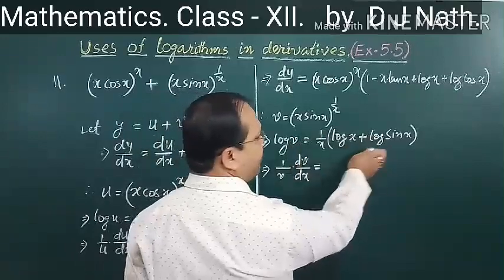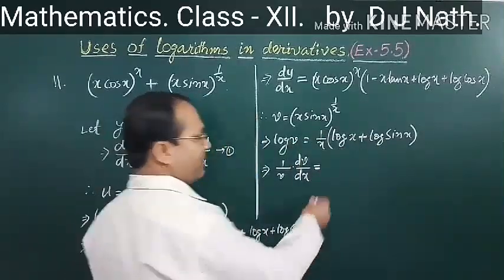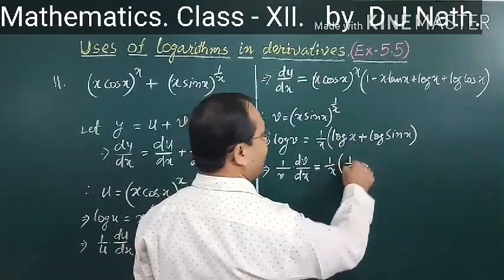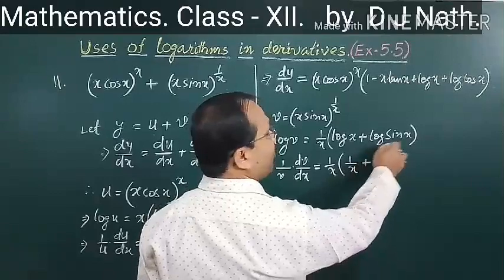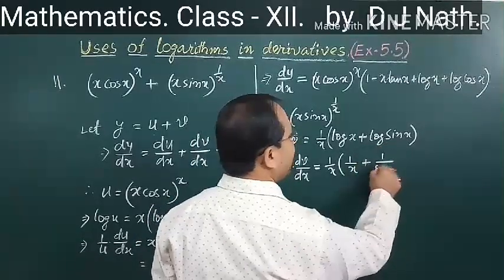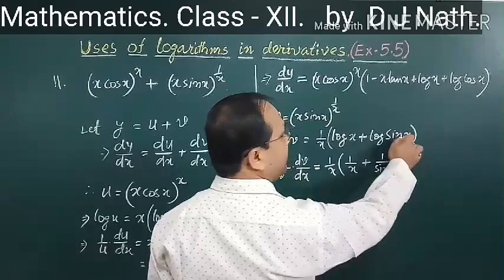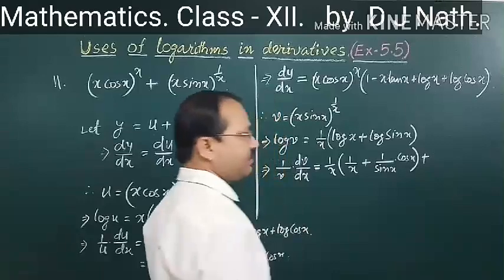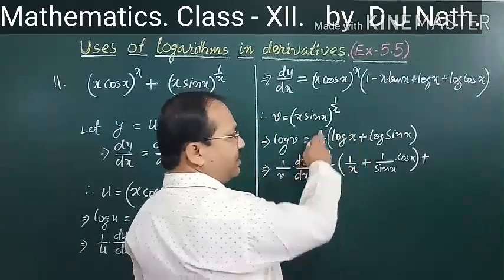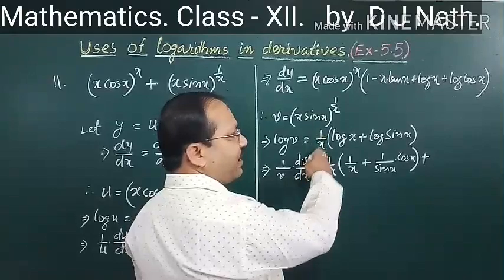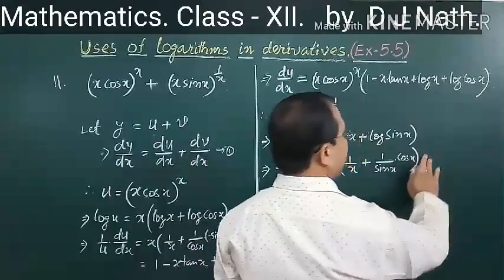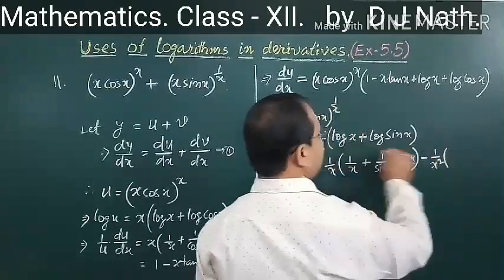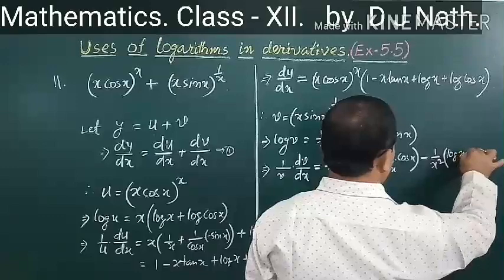this one into differentiation of that, we will do that just like the previous one. So 1 by x into d dx of log x is 1 upon x, plus log sin x, it can be written as 1 by sin x into d dx of sin x is cos x, plus this one into d dx of 1 upon x. d dx of 1 upon x is minus 1 by x square. So it can be written as minus 1 by x square into log x plus log sin x.